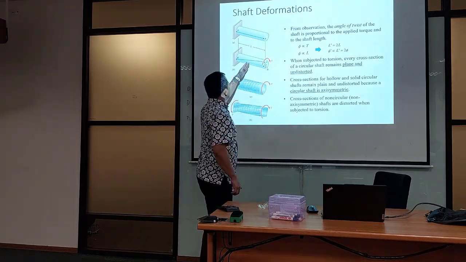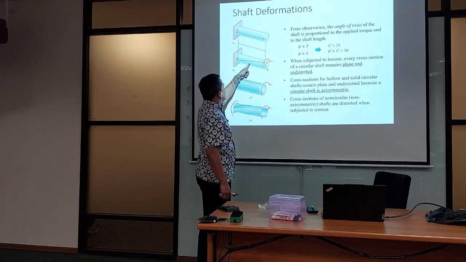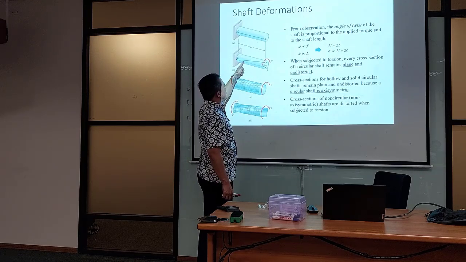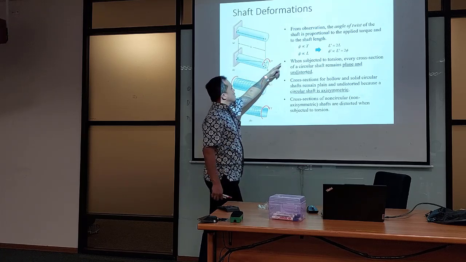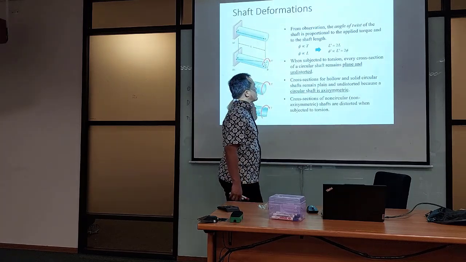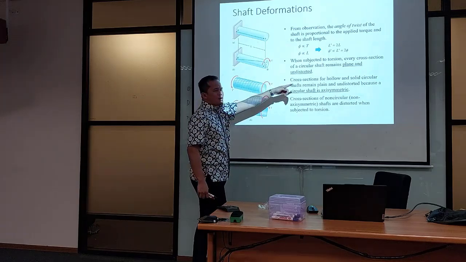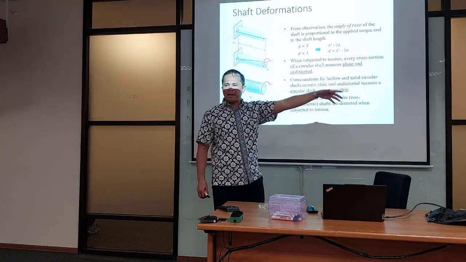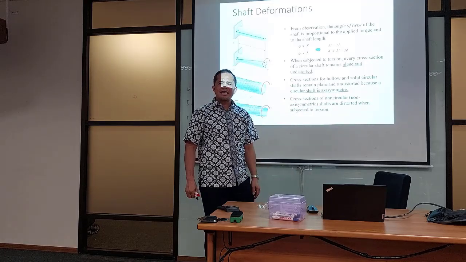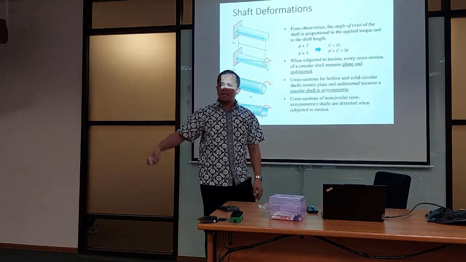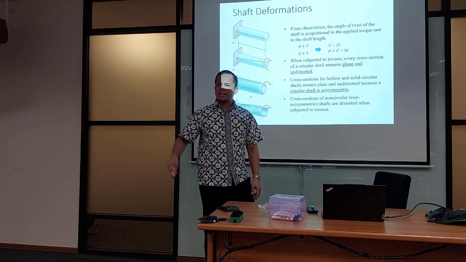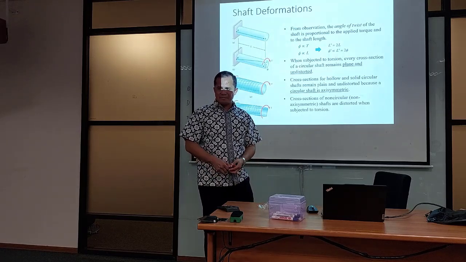If you work with L, half L, the phi will be half too. So it is linear. If you work with 2L, of course, the phi will get bigger and bigger. It is linearly connected. So therefore, it is still elastic.